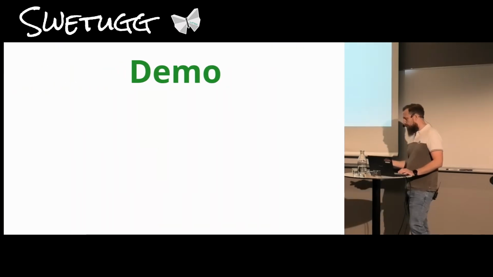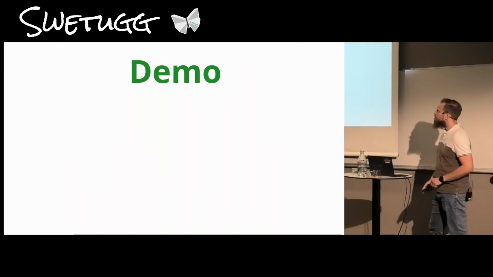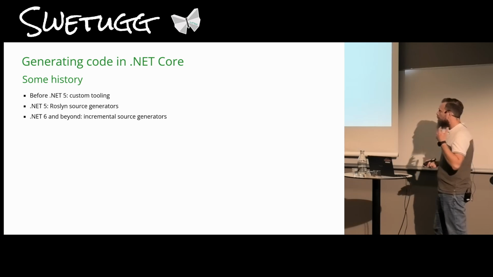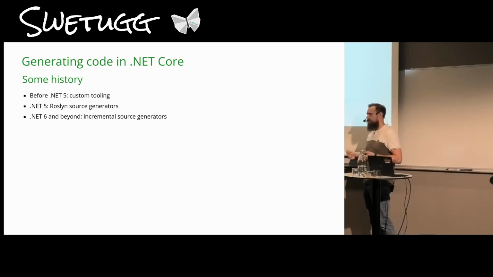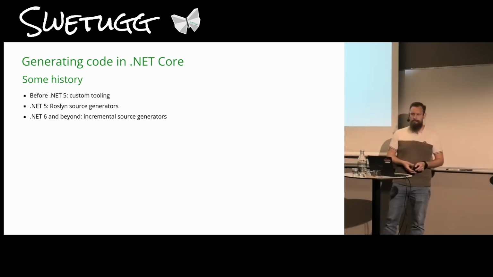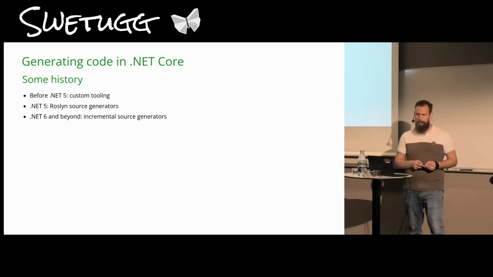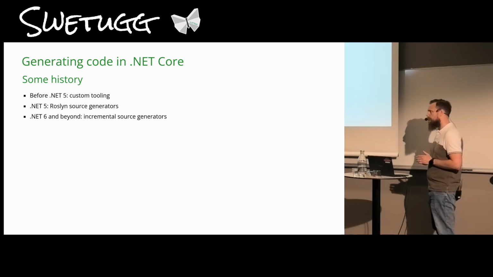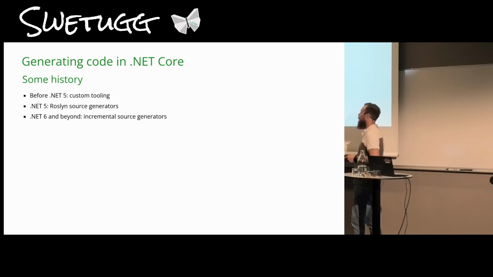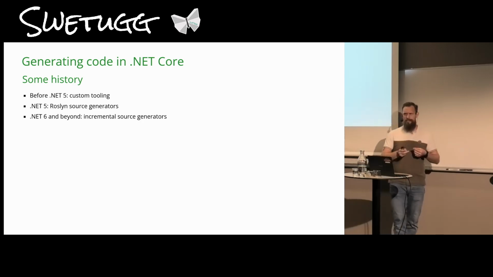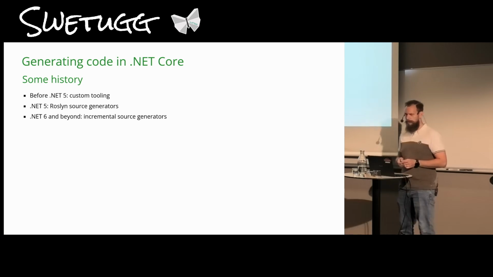So what can you do to achieve this? Well, prior to .NET 5, you had to use some sort of custom tooling to achieve this. In .NET 5, we got Roslyn source generators. And then in .NET 6 and after that, we have something called incremental source generators. And I'll explain what the difference is once we get there.